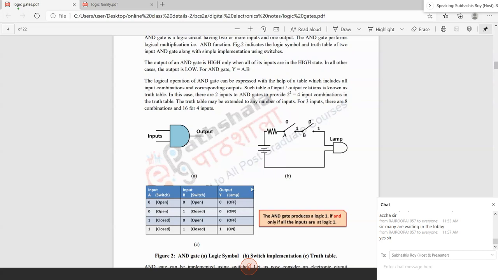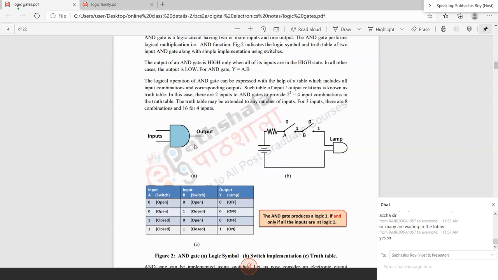Okay, so think about a circuit like this, where two switches are connected in series. Then I can make a NAND gate, sorry, an AND gate. You can see that AND gate means ANDing two operations. Both switches should be connected to one, then only the lamp will get the current to glow. So in a system where you have to take a decision depending upon two variables, and both variables should be one to make things happen, in that kind of decision you can use an AND gate.